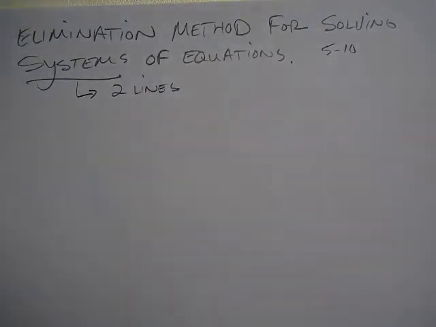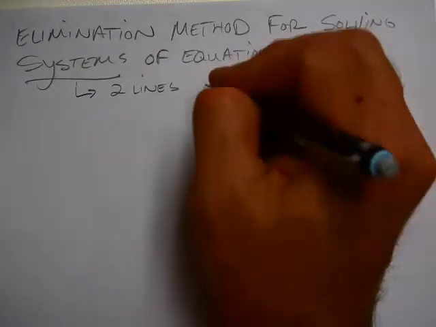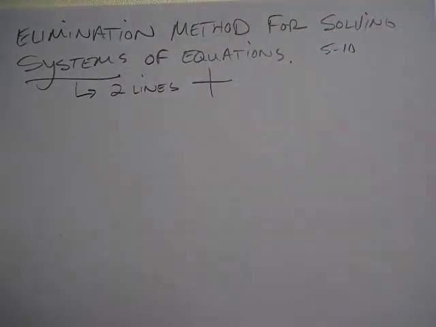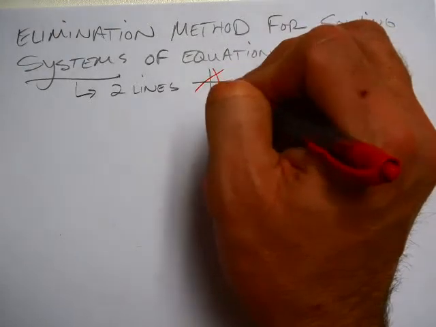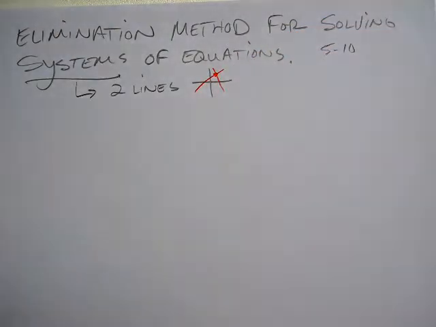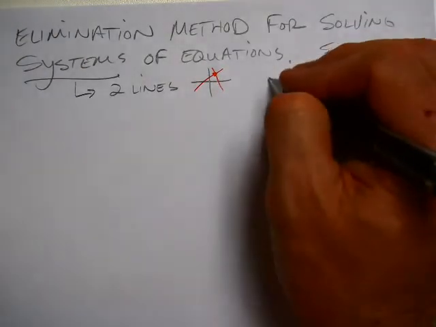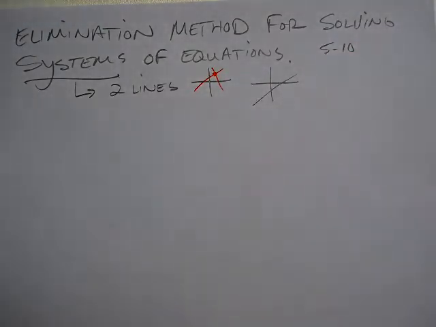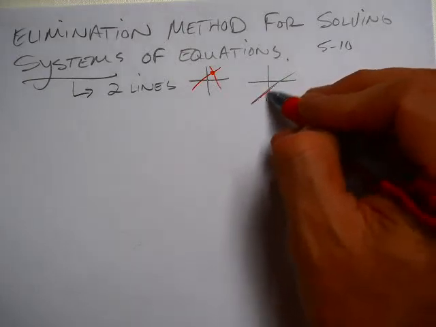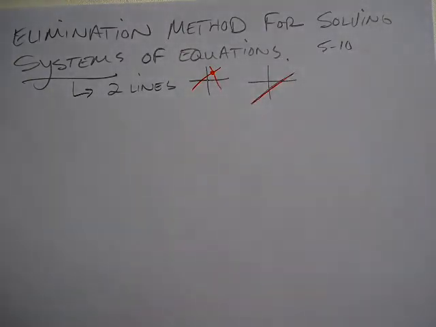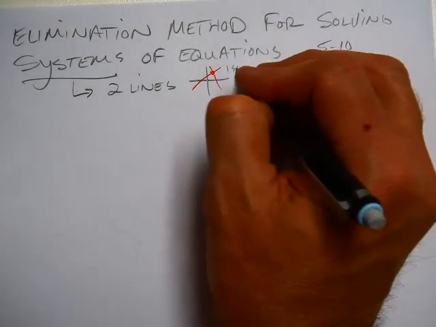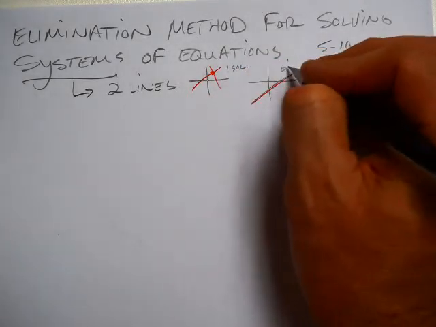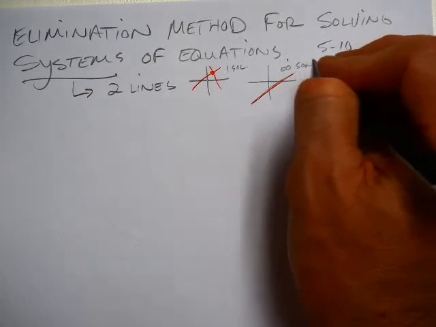Either the two lines cross in one point, something like this perhaps, where they cross in one point where they share, or we have two lines that graph and it turns out that they're exactly the same line. So we have an infinite number of solutions. So this is one solution. This is an infinite number of solutions.